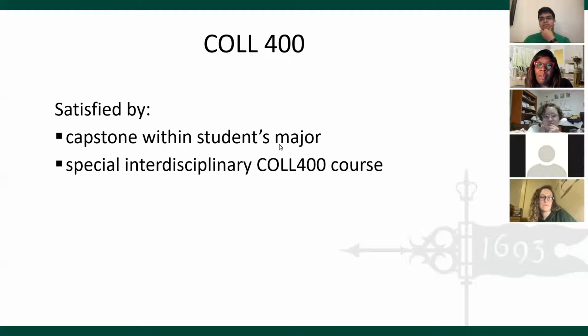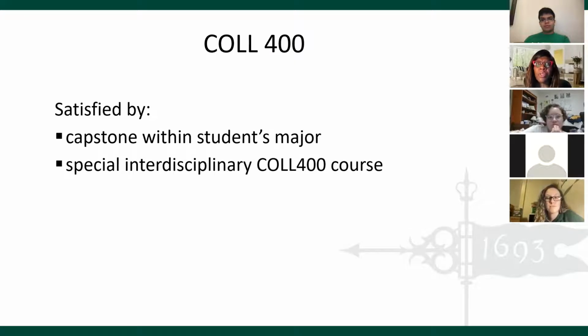Okay, we talked about the COLL 400. And again, most majors have COLL 400 courses option tied to a major requirement for the student's capstone. So when you get to that point, if you have options where you can take your major requirement capstone course, and it has a COLL 400 attribute, you're getting a 2-for-1 as well. Okay.